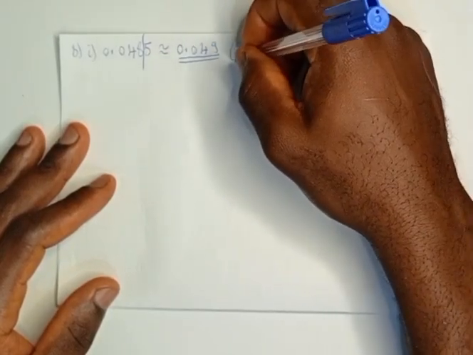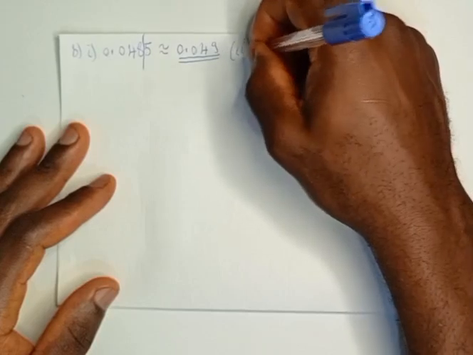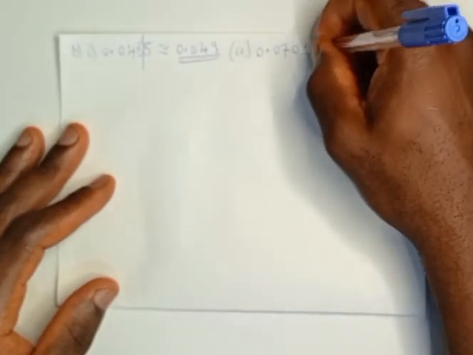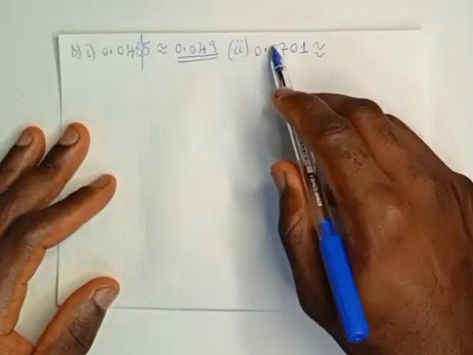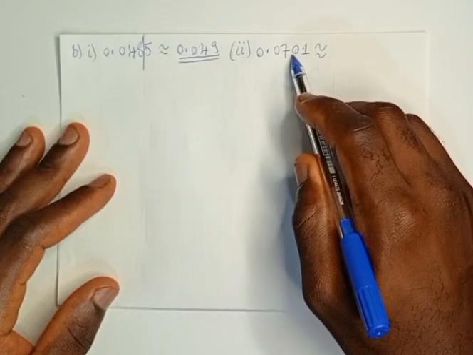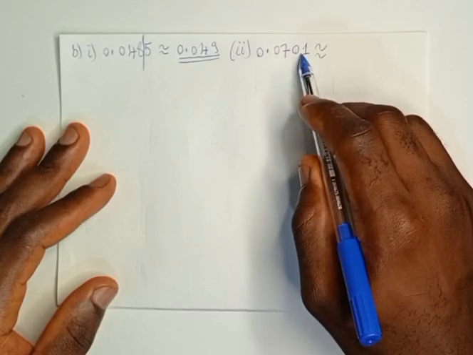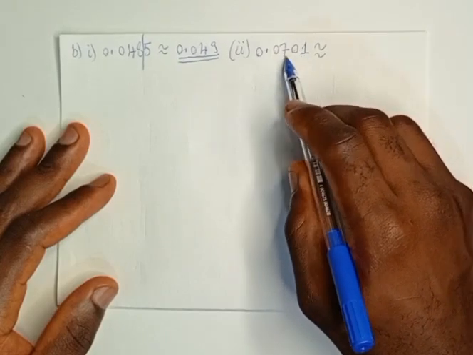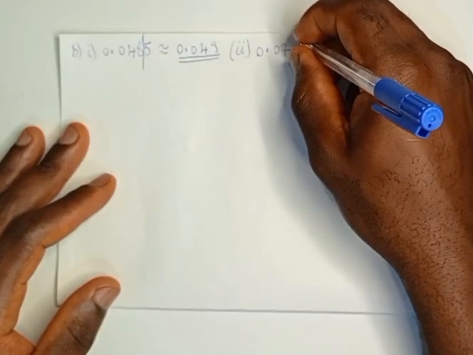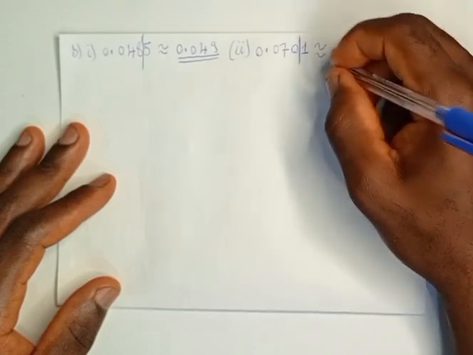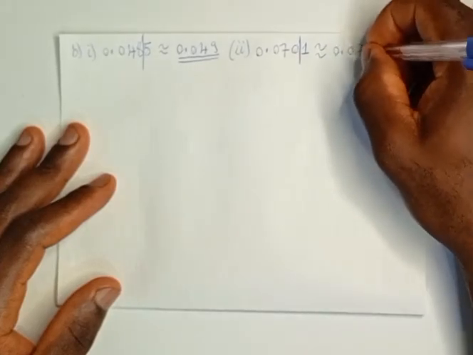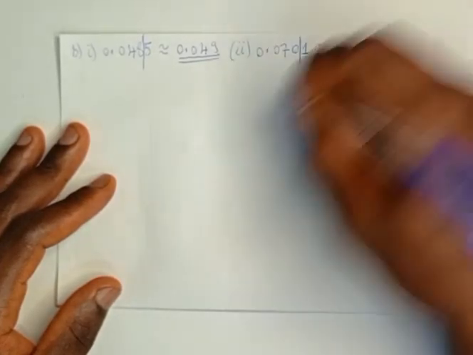We take 2i. For 2i, we have the number 0.0701 to two significant figures. The first two zeros are not significant figures. 7 is the first. This other 0 is a significant figure. It is found in between two non-zero digits, and it comes after a non-zero digit. We have to round off between 0 and 1. 1 is less than 5. It is rounded down to 0. This will be approximately 0.070 to two significant figures.